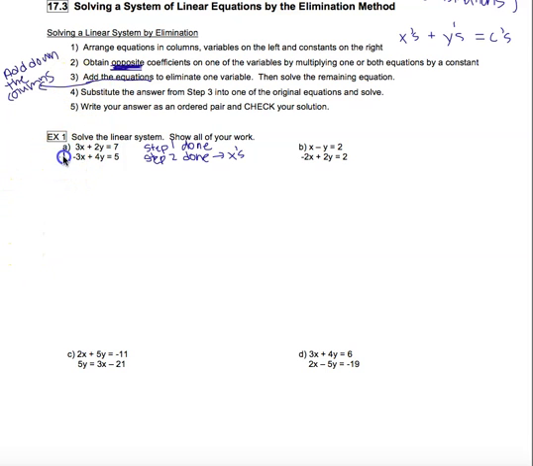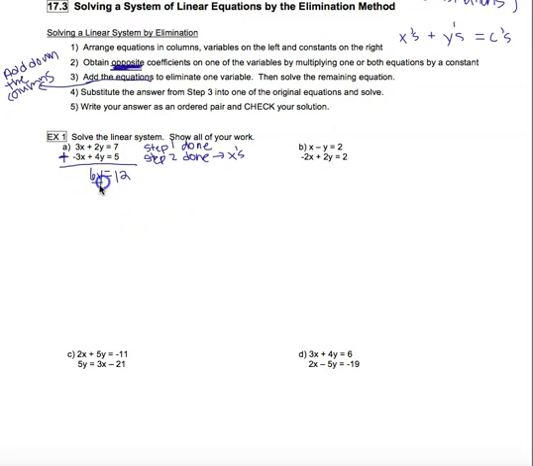Step 3, I'm going to add the equations. And like I said, we're going to add down in the columns. 3x plus negative 3x is 0x, which means we've eliminated the x. You don't have to write 0x. Those drop out. So then I go to the next column. 2y plus 4y gives me 6y. And then my last column, make sure you put the equal sign first. 7 plus 5 gives me 12. So I added the equations to eliminate one variable. Now I'm going to solve the remaining equation.